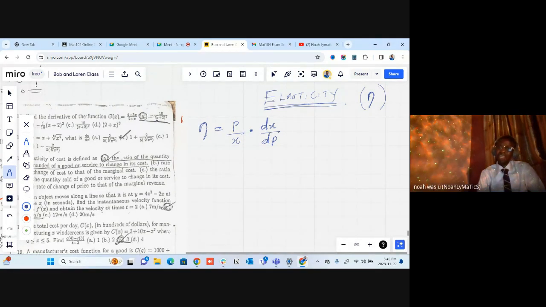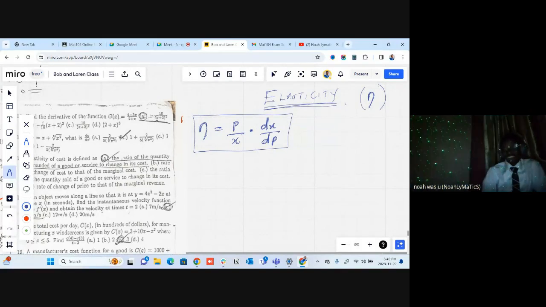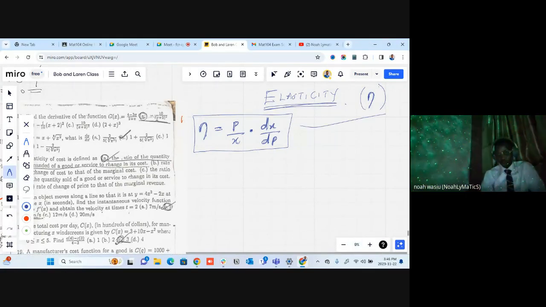I repeat, elasticity is equal to the price of a commodity all over that commodity, times the change in the commodity with respect to change in the price. You will need this formula. You might need it back, and you can't even escape something like this in the exam. The calculation, the formula, the definition, you usually come across it.